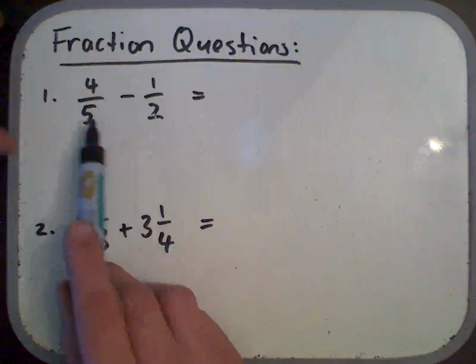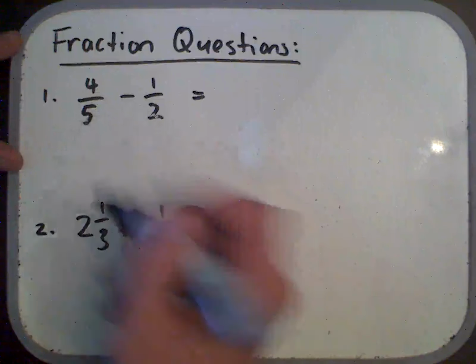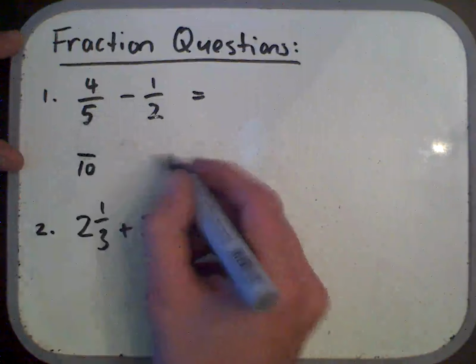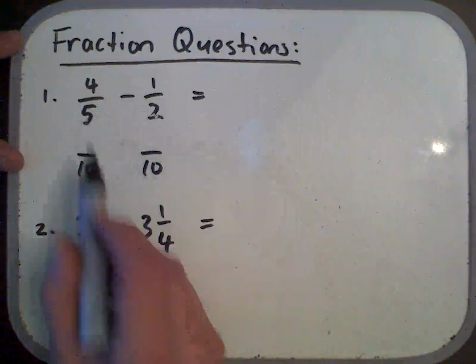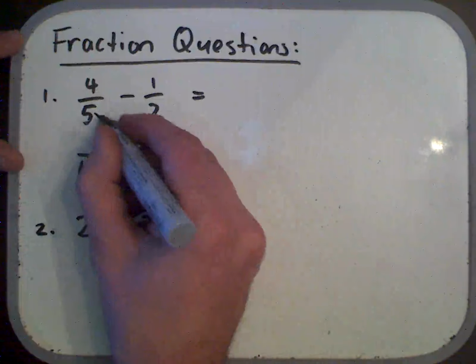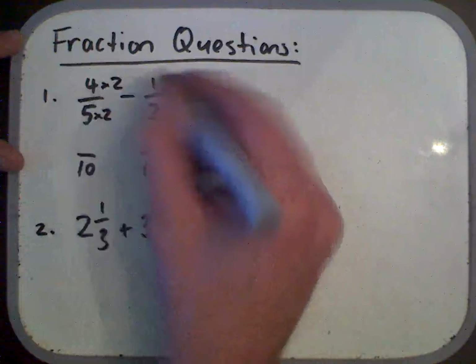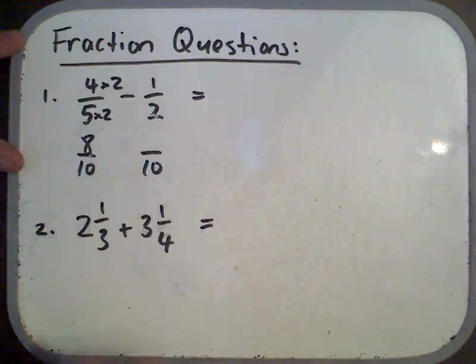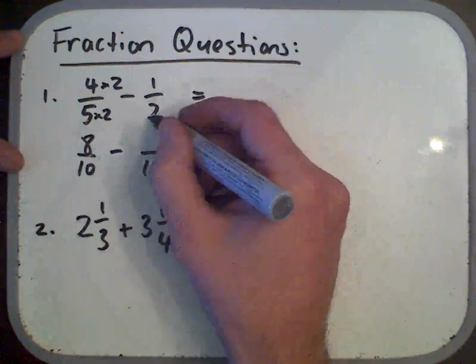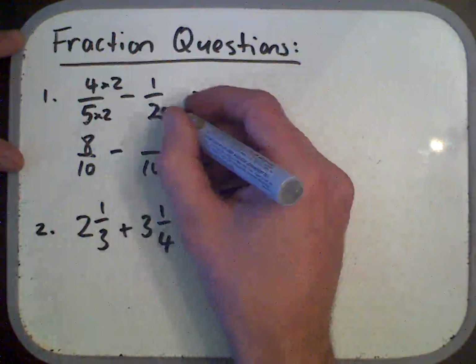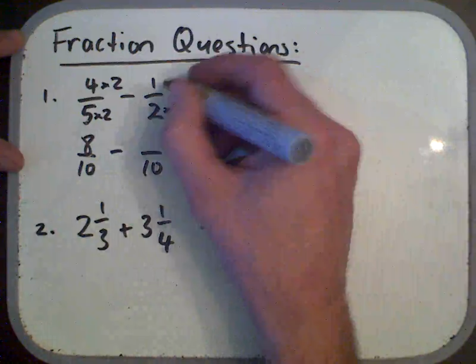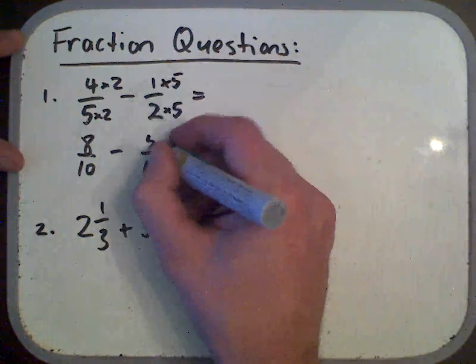How do we do that? 5 times 2 gave us 10. So let's make our denominators now out of 10. Okay, so how did 5 become 10? We times it by 2, we times the top by 2. Now 4 times 2 gives us 8. We're subtracting away. How did 2 become 10? So we times it by 5, we times the top by 5.